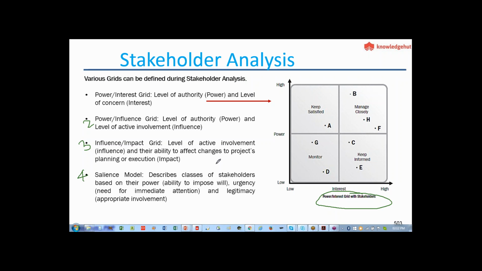So let me also tell you one thing very practically. When you make such a power interest grid, this is something for your eyes only. This is for your own use only, and do not share it with anyone. That's your own analysis. Now, how do you utilize it? Basically, when you are going to a client organization, a lot of people would like to meet you and talk to you. So you should be utilizing your time wisely in talking to people.